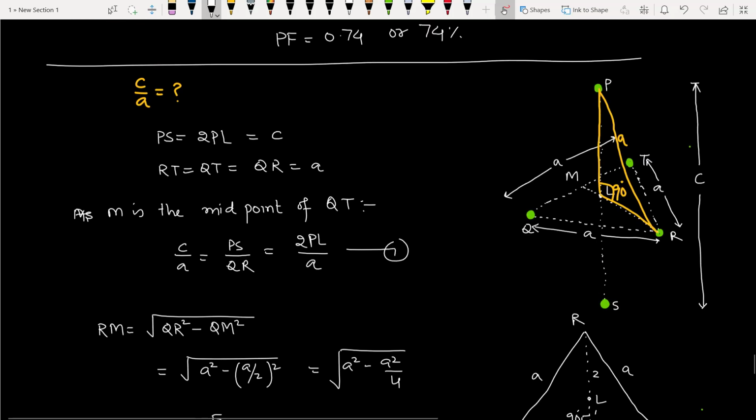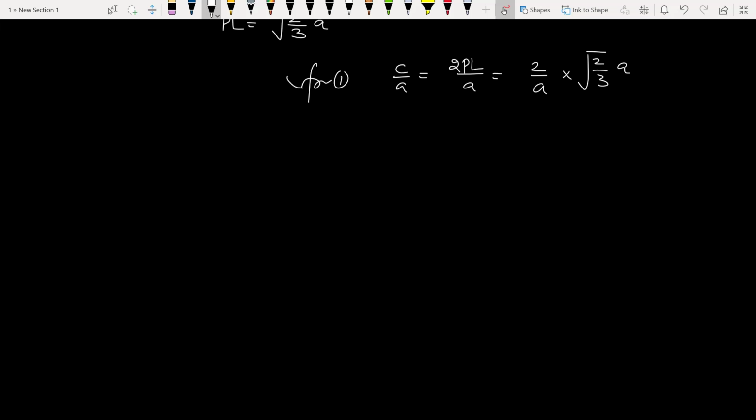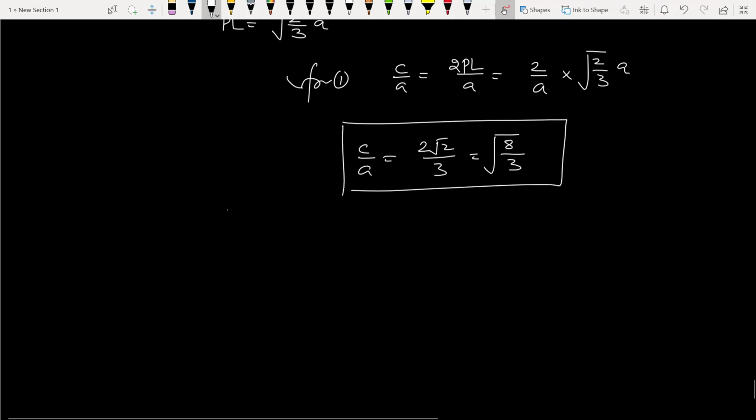So from this equation number 1, C by A is two PL by A, it is 2 by A into root 2 by 3A. So C by A is 2 root 2 by 3, or it is root 8 by 3. So this completes our aim.